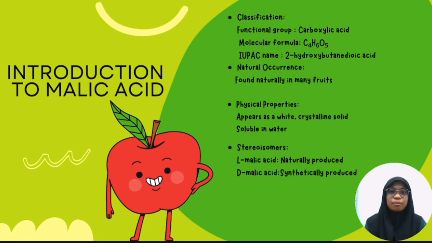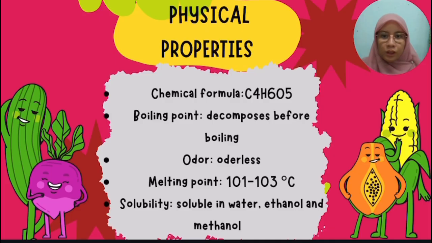The physical properties of malic acid is a white crystalline solid that is soluble in water. Malic acid is able to exist in two stereoisomeric forms, which are L-malic acid that is naturally produced and commonly used in the food and beverages industry, and D-malic acid that is synthetically produced and commonly used in industrial application. Next, I am going to talk about the physical and chemical properties of malic acid.